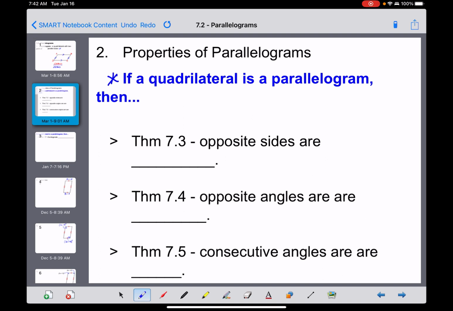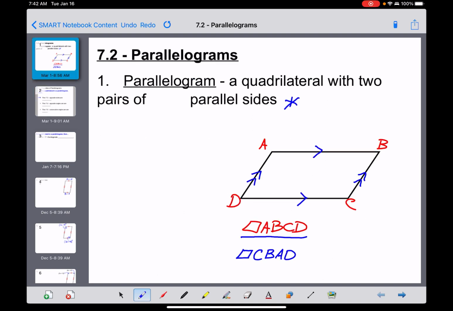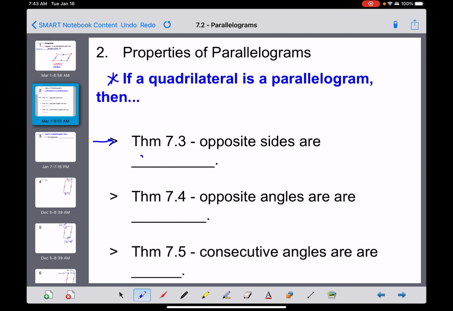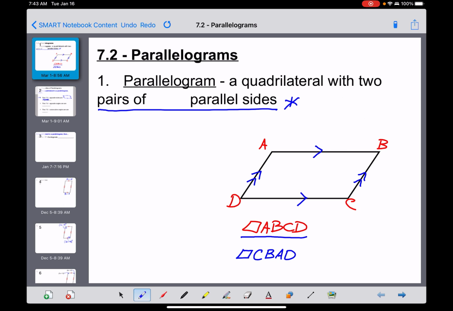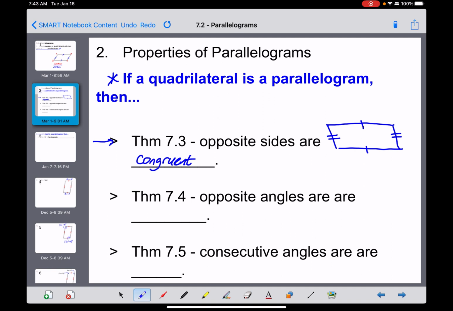If a quadrilateral is a parallelogram, then theorem 7.3 right here tells us that the opposite sides of a parallelogram, if we go back to this diagram, are, well, you might be tempted to say they're parallel, and you're right, but we don't need a theorem to tell us that, because that's already given by the definition. This theorem tells us that in addition to being parallel, opposite sides of a parallelogram also have to be congruent. So anytime you make yourself a parallelogram, if you've drawn it properly, it should always be the case that these two parallel sides are congruent to each other, and these two parallel sides are congruent to each other as well. That's information that was not given to us in the definition of a parallelogram, so we need a theorem to tell us that.